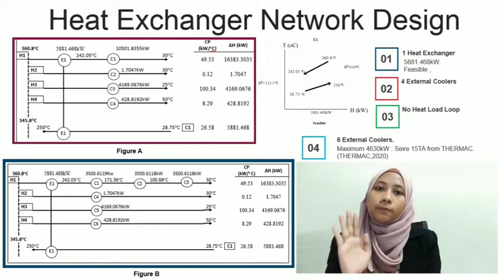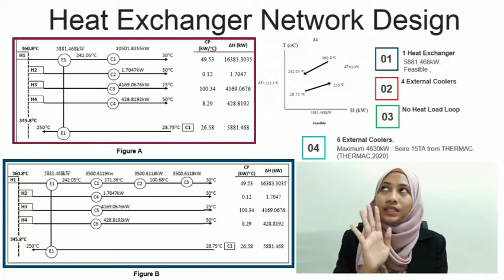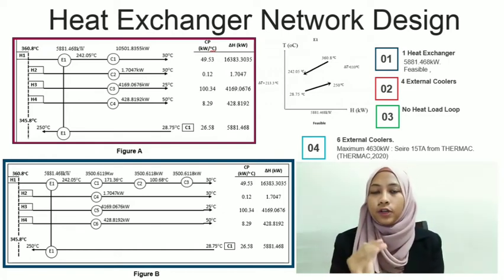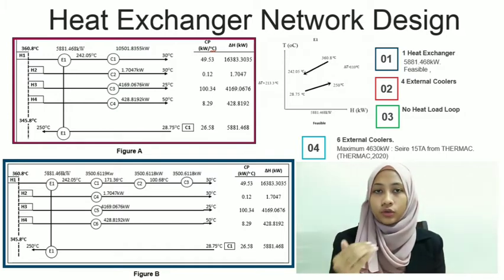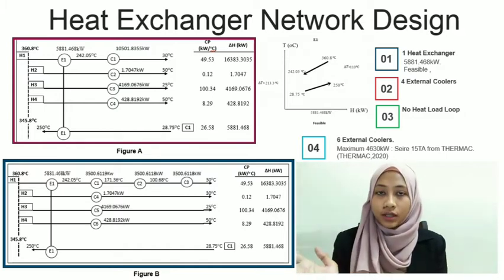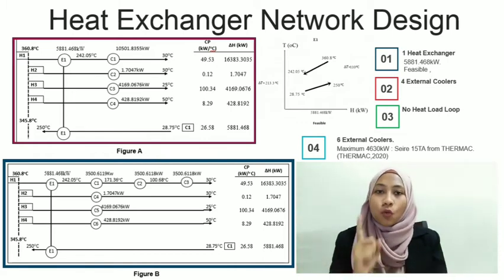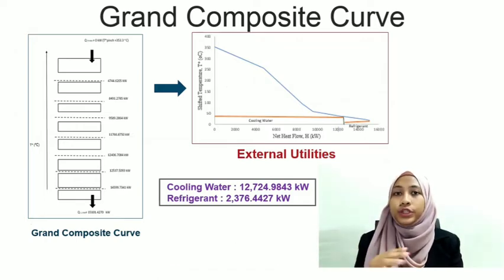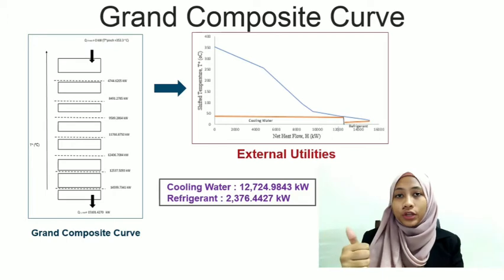So by splitting cooler number 1 into 3 coolers, it can give a high efficiency of cooling down the streams. So by referring to figure B, it shows that in our plant we need 1 heat exchanger and 6 coolers. Now the current composite curve. From the diagram we can see the current composite curve from the shifted temperature converted into the graph, and from the graph we can determine we are using cooling water and refrigerants.